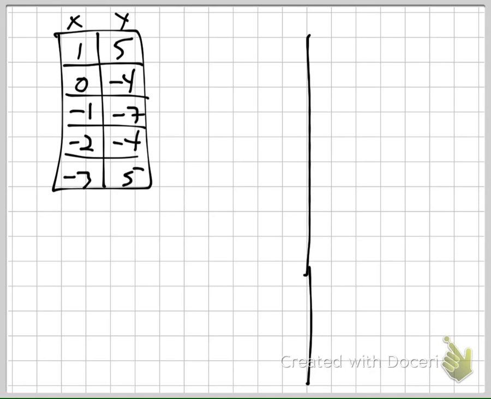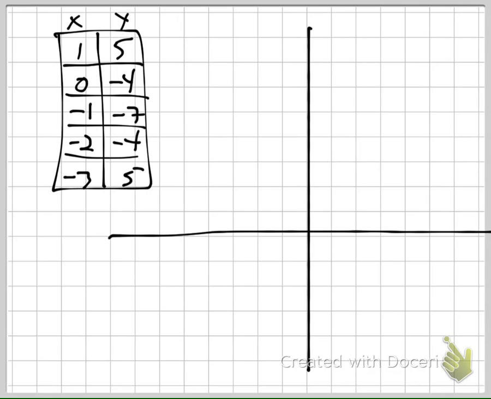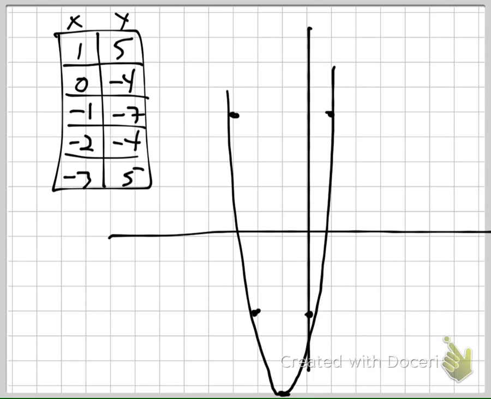Okay. We have, oops, I'm going to redo that. That's ugly. Okay, the first one is 1, 5. 1, 5 right here. The next one is 0, -4. Oh my goodness. 0, -4. Way down here. -1, -7. That's like way down here. It's off the chart. And then there is -2, -4. And then there is -3, 5 back up here. Do you see the parabola? That's how you graph a parabola.